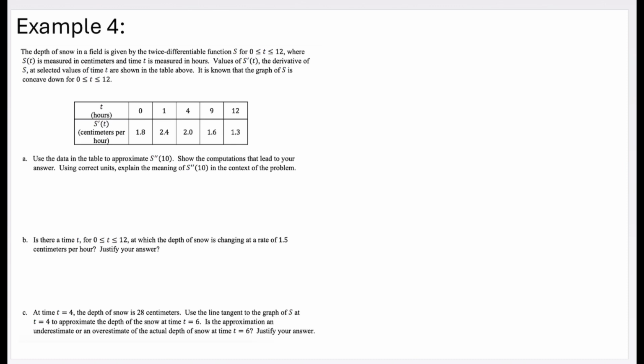So the original function S is just the depth of snow at certain hours. So hour 0, hour 1, hour 2, and so on all the way up to 12. So that's the original function. The original function is just the depth of snow. The derivative function is the rate the depth is changing, not the snowfall. So this first derivative, this table right here, is the rate the depth of snow is changing.